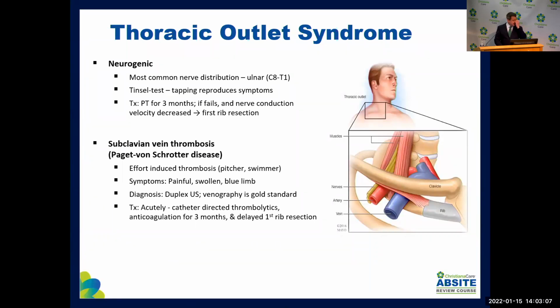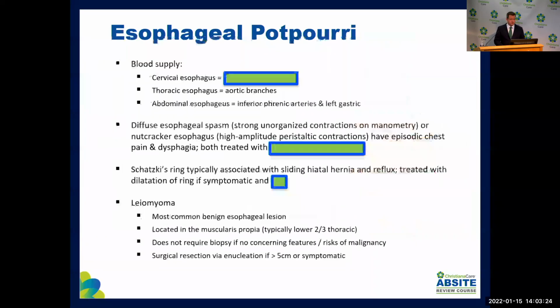Treatment acutely, they say catheter-directed thrombolytics, usually if it presents within the first 2 weeks. Otherwise, it's a little bit too organized, and the treatment is to come back another day to fight it. So anticoagulation for 3 months and more of a delayed first rib resection. And again, we'll talk about the nuances of that a little bit more in tomorrow's vascular lecture.